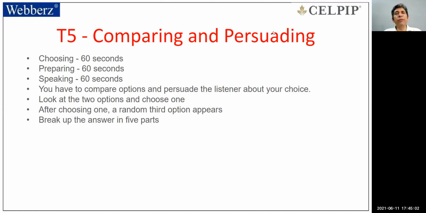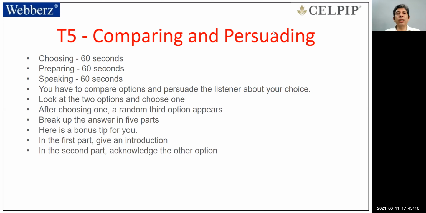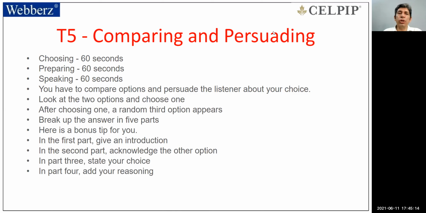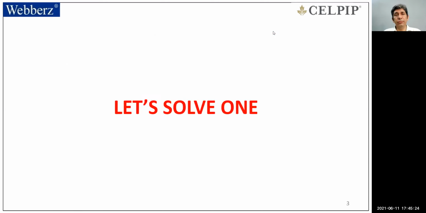Break up your answer into 5 parts. This is my golden tip, my bonus tip for you. Now, what is the tip? In the first part, you'll give an introduction. In the second part, you'll acknowledge the other option. In part 3, you will state your choice. In part 4, you will add reasoning. And in part 5, you will close the topic. Be natural, that is my tip, and it works very well all the time.